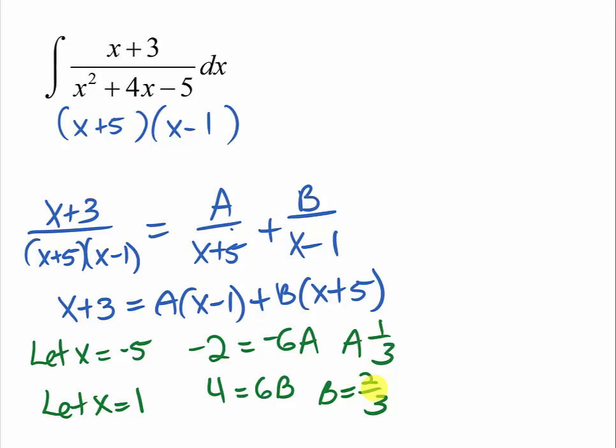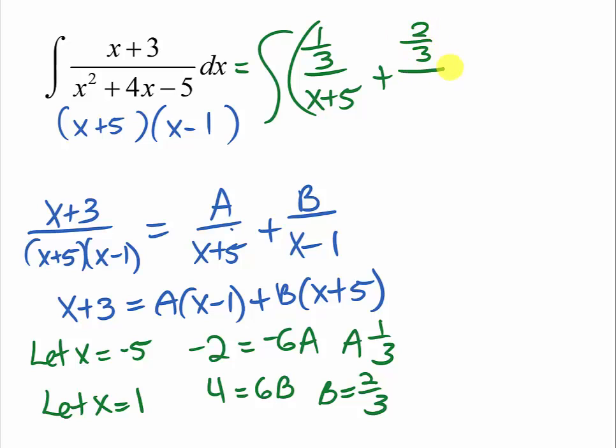Now that I have those partial fractions, I can express this integral breaking that up. The first one's going to be 1/3 over x plus 5, and then the next one is going to be 2/3 over x minus 1 dx. Now we can go ahead and do the integral. The 1/3 will just be in front, and so integrating 1 over x plus 5, got ahead of myself again.